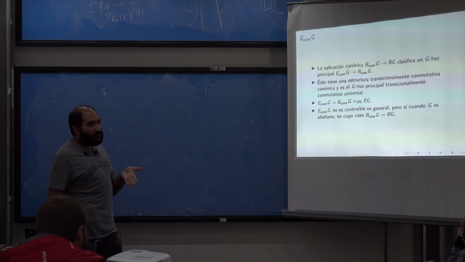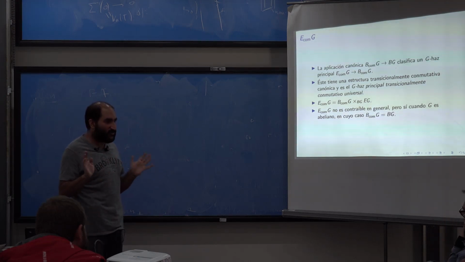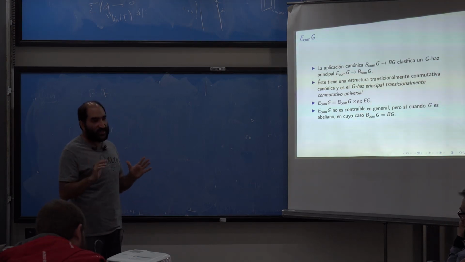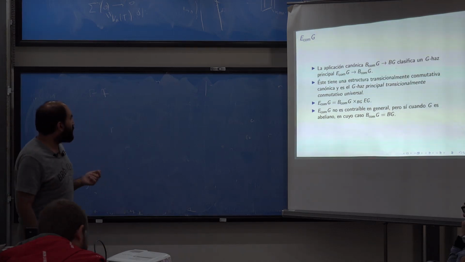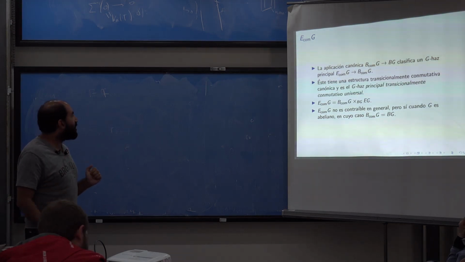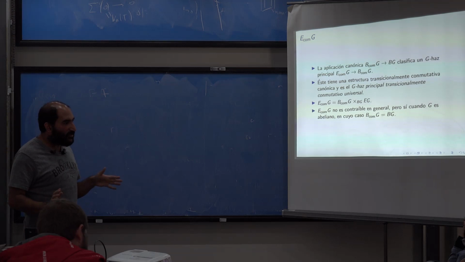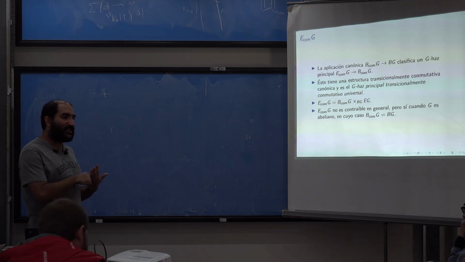If G is abelian, then our definition of BCOM-G is exactly the same as the definition of BG, and so for abelian G, ECOM-G is contractible. And you might wonder about the converse. Is it true that ECOM-G is only contractible when G is abelian? There is some progress on that question. It's been proven for several classes of groups that ECOM-G contractible implies that G is abelian.